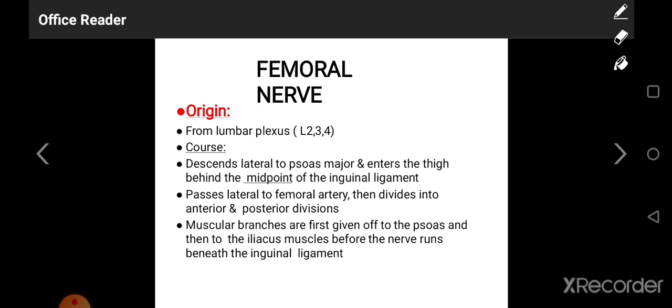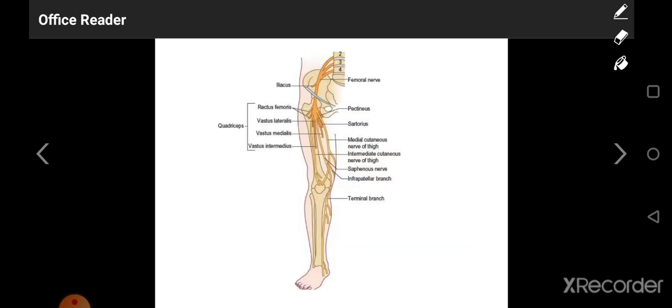Then it passes lateral to the femoral artery and divides into anterior and posterior divisions. It provides muscular branches. Muscular branches are first given off to the psoas and then to the iliacus muscles before the nerve runs beneath the inguinal ligament, because these muscles lie in the posterior abdominal wall. So the innervation of these muscles is provided before it passes through the inguinal ligament. This is the femoral nerve arising from L2, L3, L4.